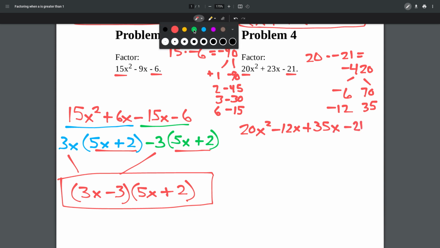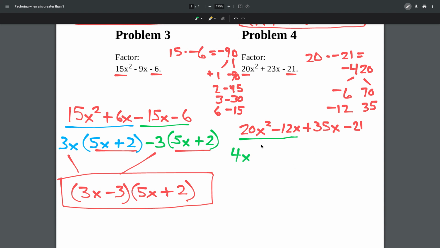Now we're going to go through our process. We're going to look at the first two terms, find the greatest common factor that we can factor out, which in this case is going to be 4x. So we're going to take 4x out. 4x times 5x gives us 20x squared, and then 4x times negative 3 gives us the negative 12x.